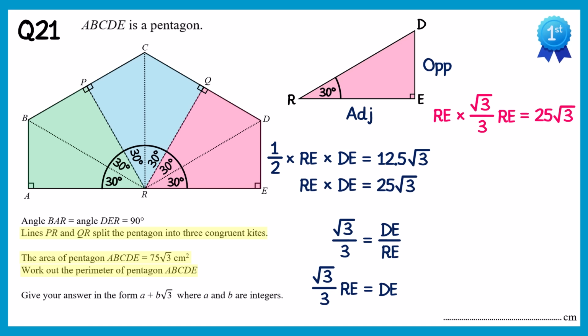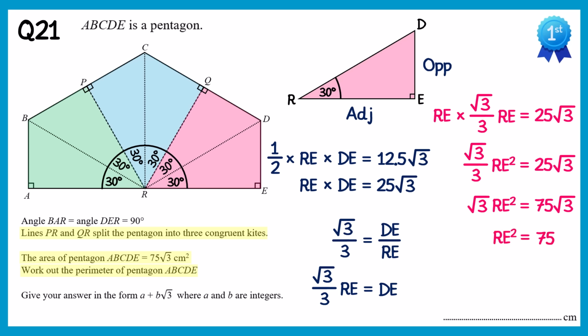We now have an equation that just involves RE, so we can solve it to find the value of RE. On the left-hand side here, we've got RE multiplied by root 3 over 3 RE, which is root 3 over 3 RE squared. And the right-hand side is 25 root 3. If we multiply both sides of this equation by 3, that will cancel the divide 3 on the left-hand side, so we have root 3 RE squared, and multiplying the right-hand side by 3 is 75 root 3. We could divide both sides by root 3 to cancel those, so we have RE squared equals 75, and then square root both sides to find that RE is the square root of 75.